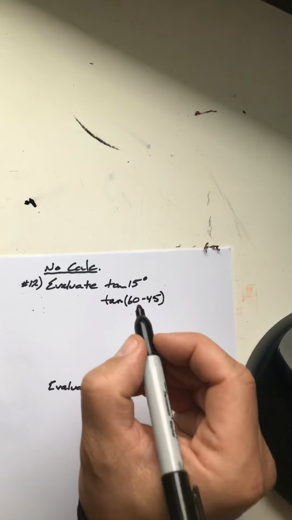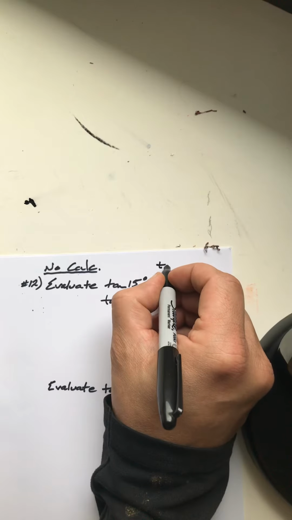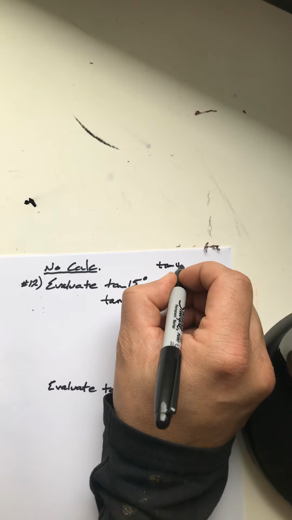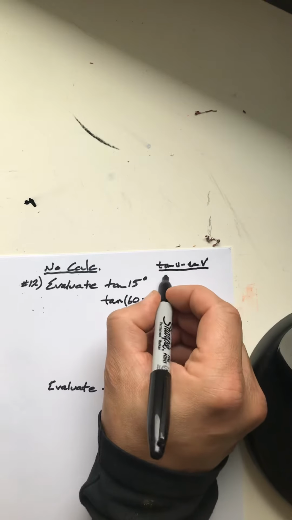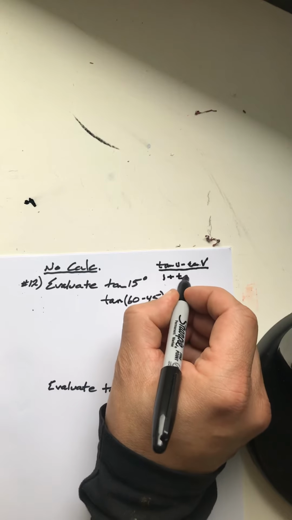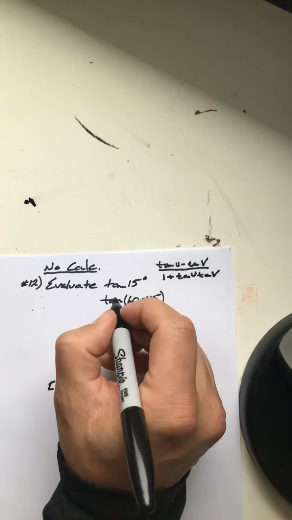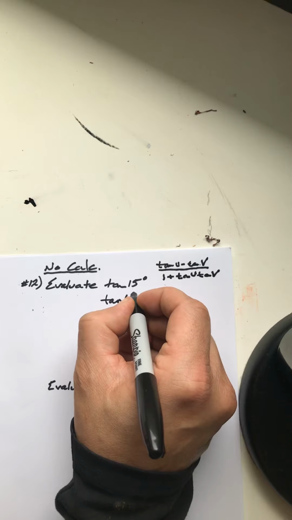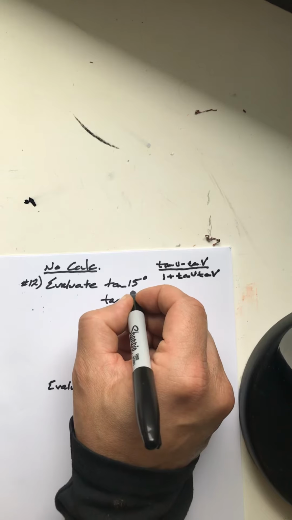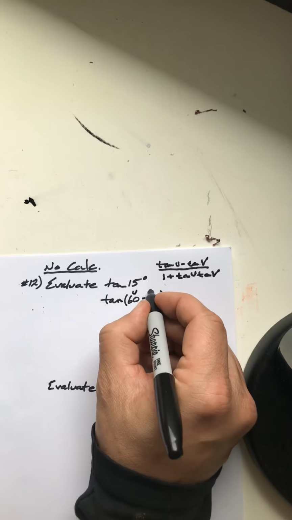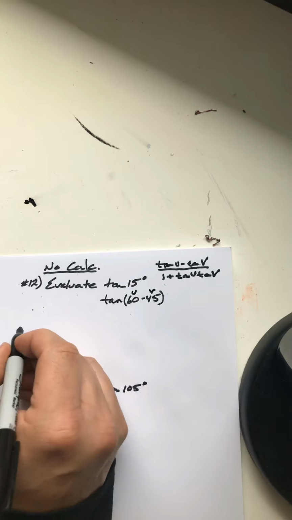All right, so keeping in mind that because it's a minus scenario, we're going to use the tan u minus tan v over 1 plus tan u tan v. So we're going to count this 60 as u, and we're going to count this 45 as our v. Okay, so then our setup will become something like this.